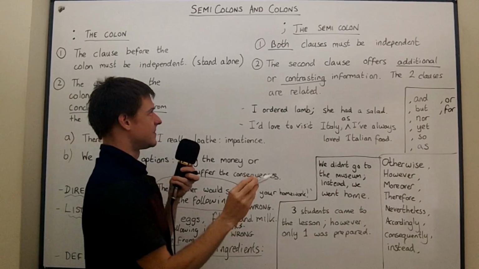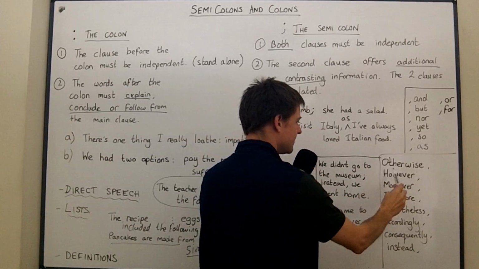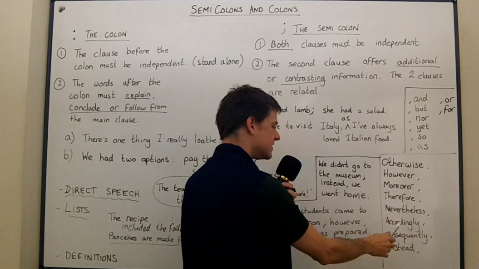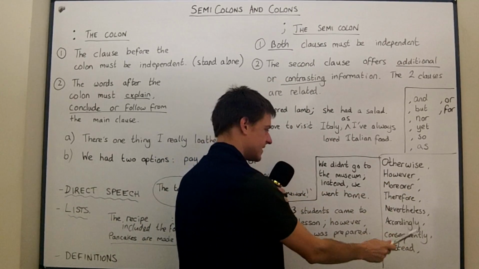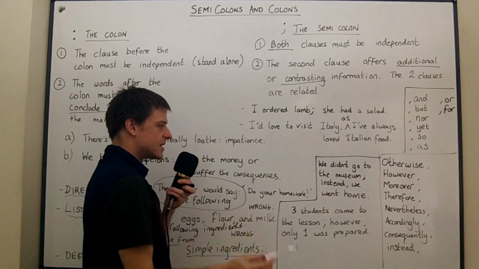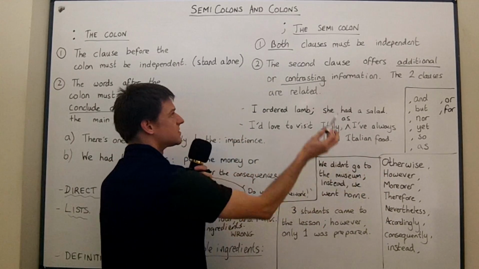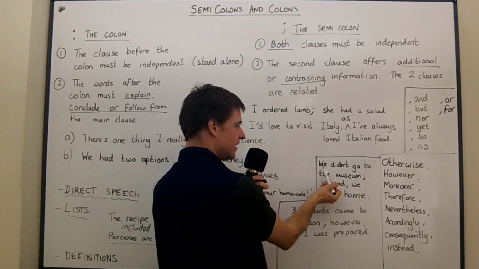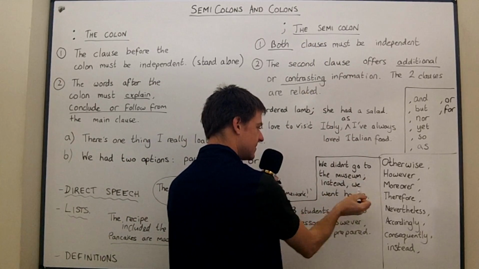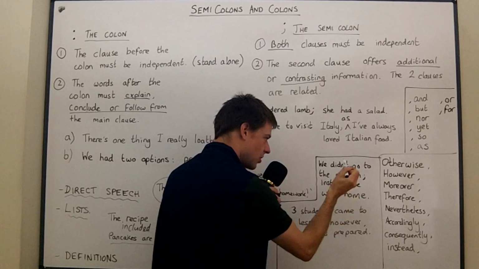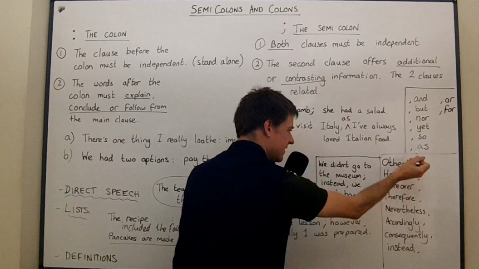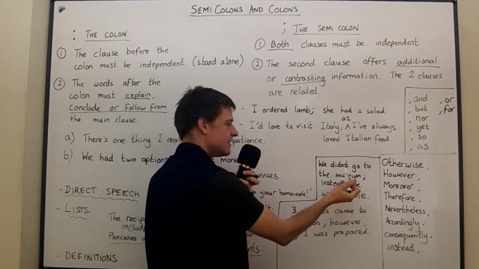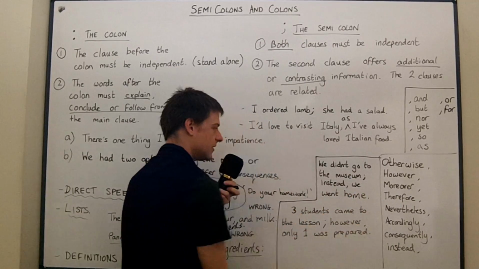Okay, lastly with the semicolon I wanted to add about these words: otherwise, however, moreover, therefore, nevertheless, accordingly, consequently, instead. Now, we can use these to connect two independent clauses with a semicolon. For example, we didn't go to the museum, semicolon. Instead, comma, and notice I've put a comma there because in these examples you always need to remember the second comma. Instead, comma, we went home.